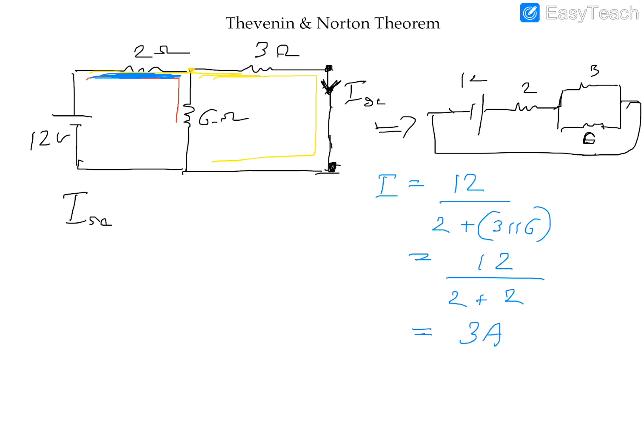All right. So now you need to find what is the current that branches off into this branch. That current is going to be the short circuit current.